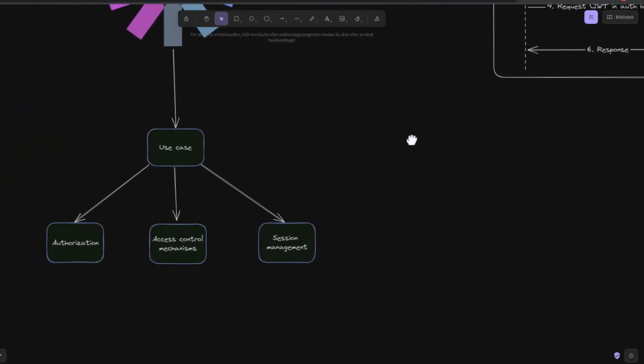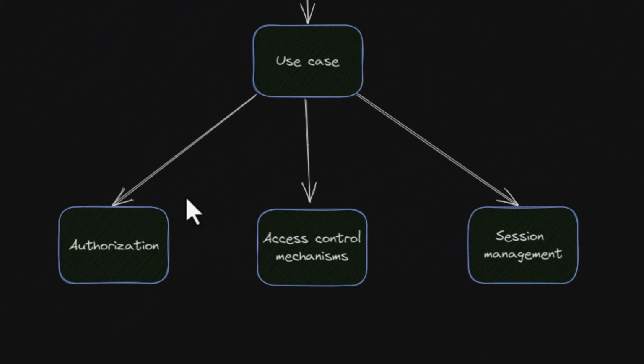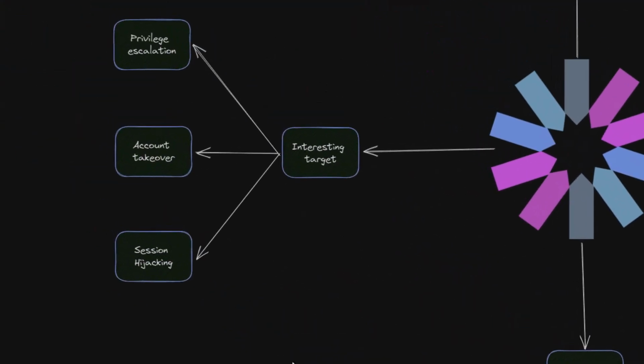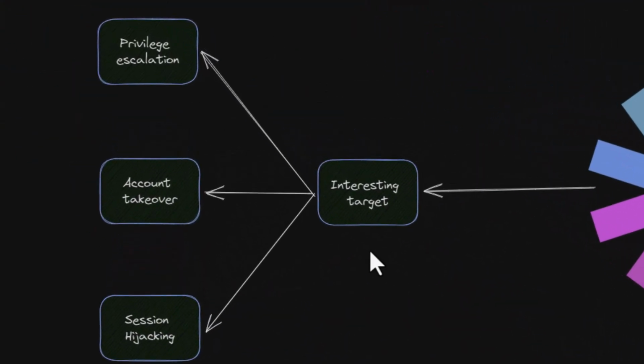Moving on to the usage of JWTs. JWTs are most commonly used for authorization, access control mechanisms, and session management. Now just by hearing this, I hope that I have awakened your hacker senses, because this means that JWTs are a very interesting target. In fact, exploiting weaknesses in JWTs can lead to detrimental consequences, like privilege escalation, account takeover, session hijacking, and much more.